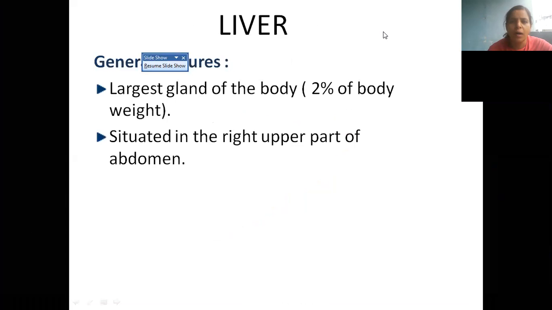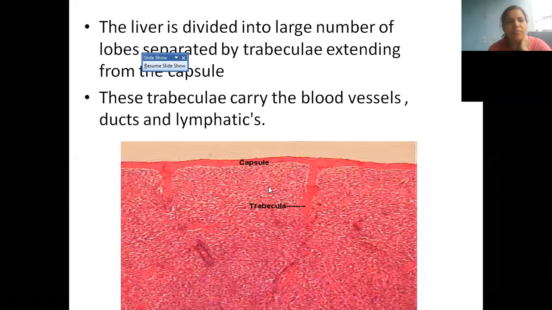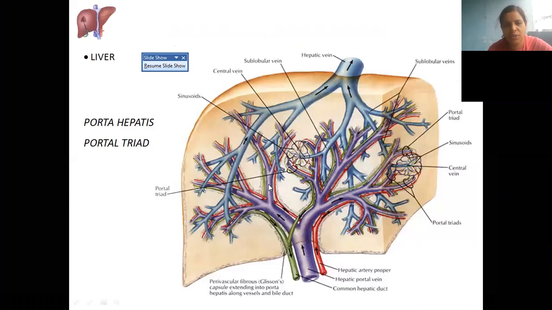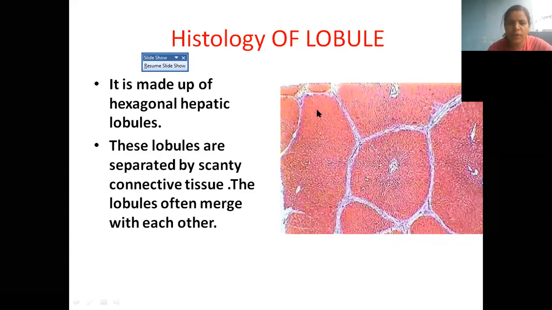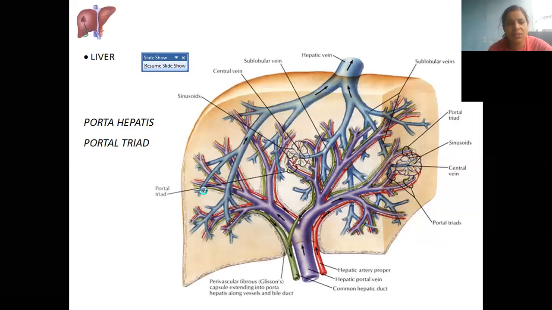In the liver topic, I found the histology of liver first, so I thought I will discuss histology. When you draw the histological aspect of liver, you have to draw hexagonal hepatic lobules like this. These lobules are separated by very scanty connective tissue. Even this much connective tissue is not seen in the slide we use. So the lobules are merging with each other.